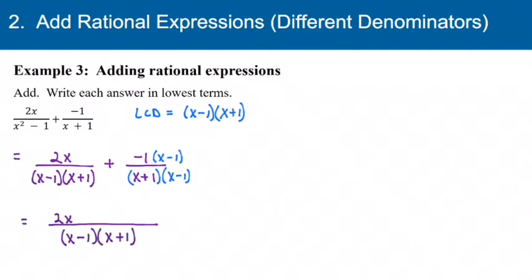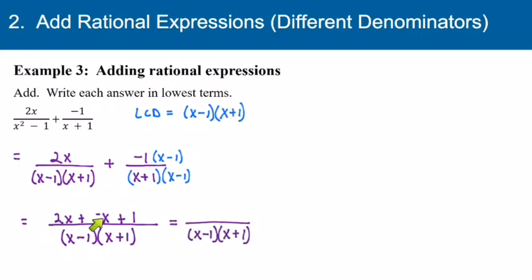So what we'll do is we'll put this numerator here, and then we'll distribute this -1 and put those terms here. So we have this plus here. Now -1 times x is going to make -x. And -1 times -1 is going to make +1. And finally, we can combine like terms. Of course, the denominator does not change.